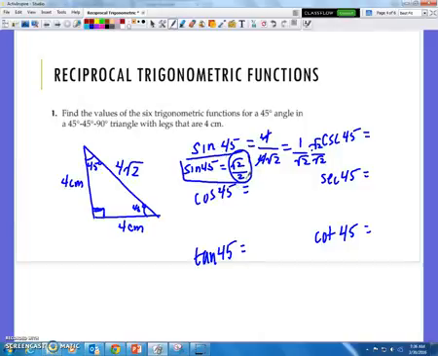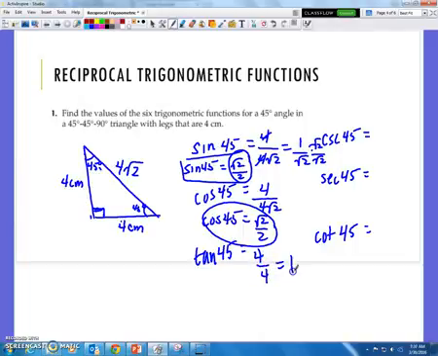Cosine of 45, adjacent over hypotenuse. The adjacent side is 4. Hypotenuse again is 4 root 2. Instead of rationalizing it, since I started with the same fraction, I know that the cosine of 45 is going to be the same as the sine of 45 in this case, root 2 over 2. Okay. The tangent of 45, opposite over adjacent, 4 over 4, and equals 1. So the tangent of 45 equals 1.